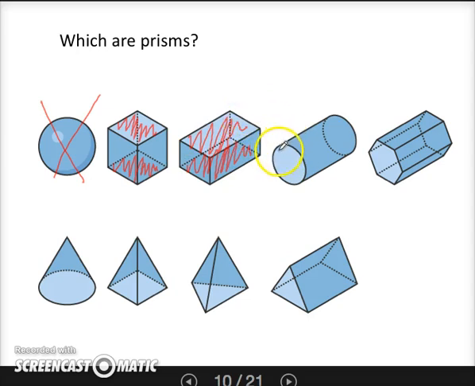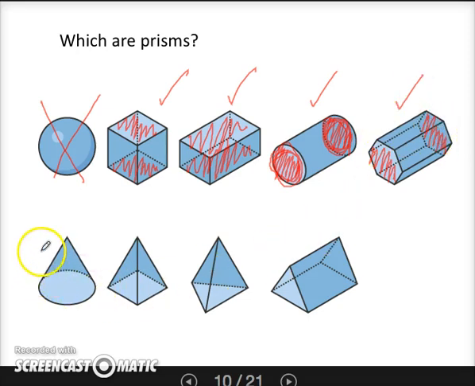Now, what about this one? We saw a cylinder in an earlier slide, and this one has two bases, but this solid is tipped on its side, so it might be difficult at first to recognize these two as bases, but really they are. Because they are two faces that are both congruent and parallel to one another, they qualify as bases. So yes, this is also a prism. Here's an interesting one. There's a hexagon, it looks like, that is congruent and parallel to another hexagon, and that is a prism.